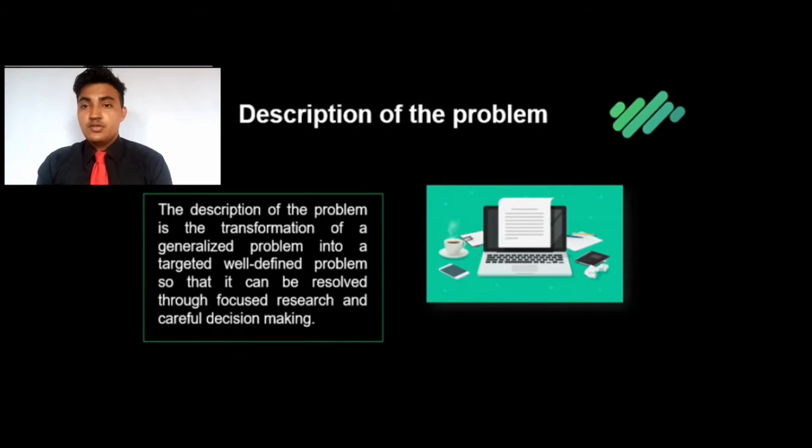On the other hand, the description of the problem is the transformation of a generalized problem into a target well-defined problem so that it can be resolved through focused research and careful decision-making. In the words of Grasso, students have problems because they commit the mistake of talking about things that are not part of the problem itself. Students focus on things that they cannot solve rather than things possible to investigate.